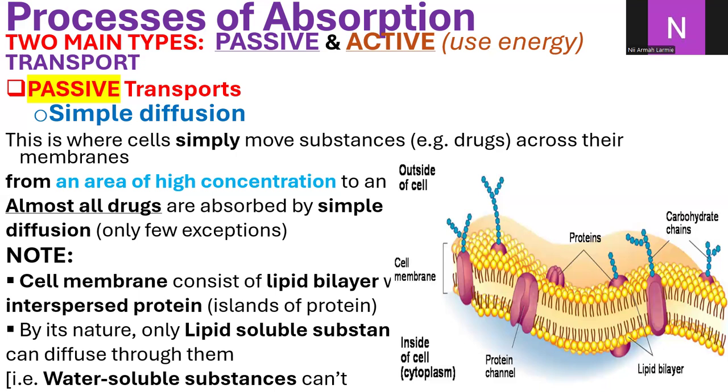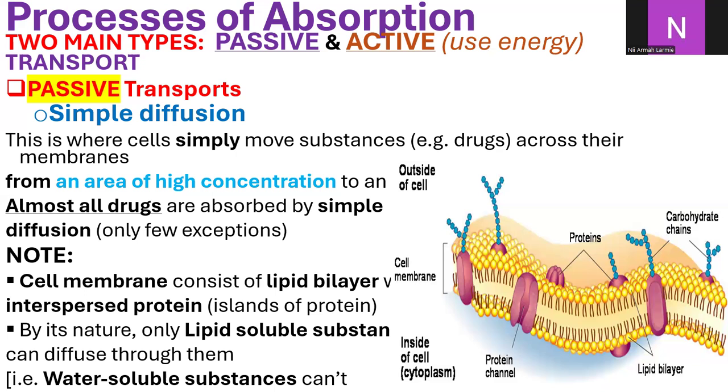Now, it's important to note that our barrier is primarily lipid in nature. If you look at the picture to our right here, you see that this is outside of the cell and it is lipid here. Inside of the cell, it is also lipid. So this barrier, which is our cell wall, is said to be a lipid bilayer. So the drug has to cross this barrier.